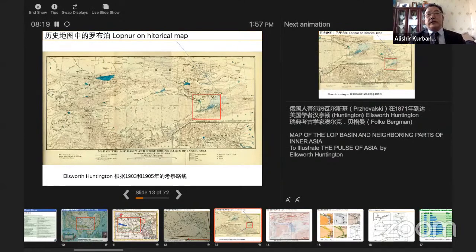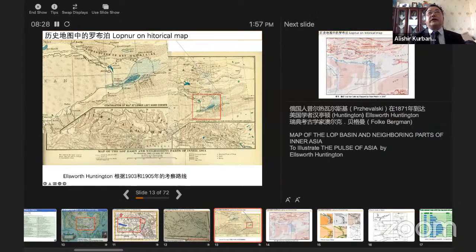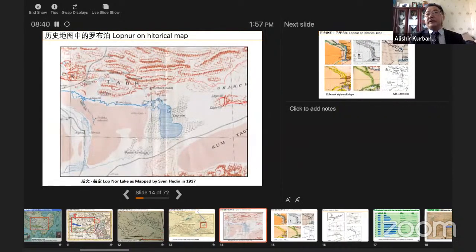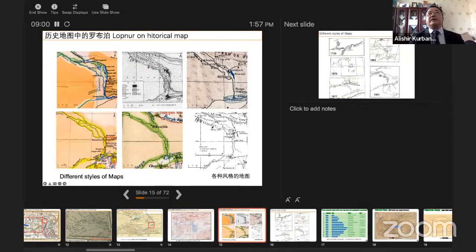And then in the beginning of the 20th century, Huntington visited here, and he made a map like this, and he clearly wrote it's the Yerkan River or Tarim River, because the local people also use Tarim as the name of the main stream of this river. And then Sven Hedin also made a map, and he gave more accurate information about the lower reach of the Tarim River, including Lopnor, and also some wetland or marshland around this turning point of the Tarim River.